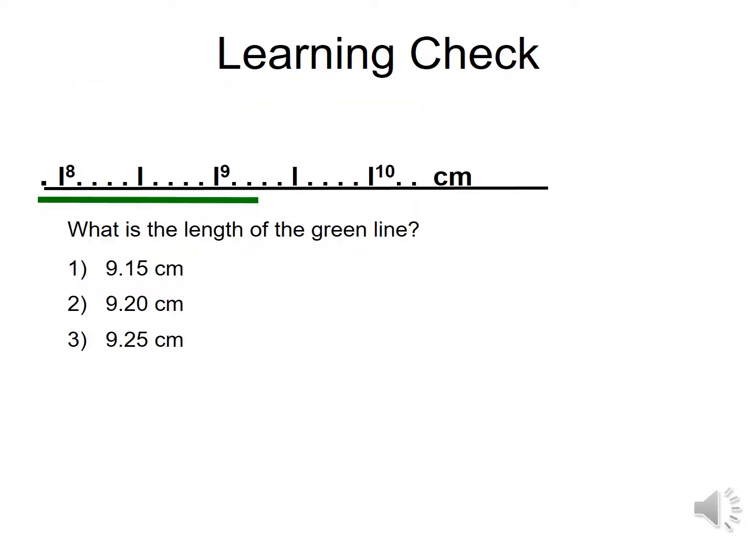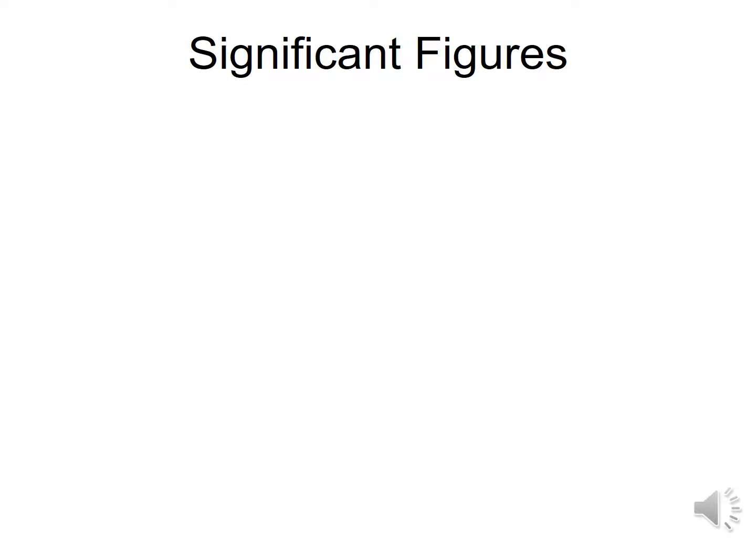Now here are some little tick marks between the lines, between 9 and 10. So let's think about what we would say the length of this green line is if we lined it up with a ruler labeled like this. Do you think it'd be 9.15, 9.20, or 9.25? Keeping in mind where the 9 is and how many tick marks there are between 9 and 10, and then how many tick marks the green line is to the right of 9, I think we would say 9.25.